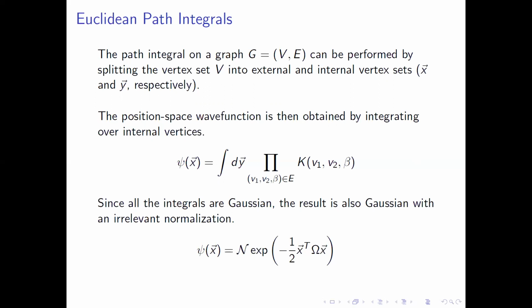and we want to integrate over the internal vertices. So all of these integrals are actually Gaussian, and we started with a Gaussian, so the result of these integrals is also Gaussian, with some irrelevant normalization that we're not concerned about. But the point is that these path integrals on these graphs can be used to generate various Gaussian states for us that are defined by some matrix omega.